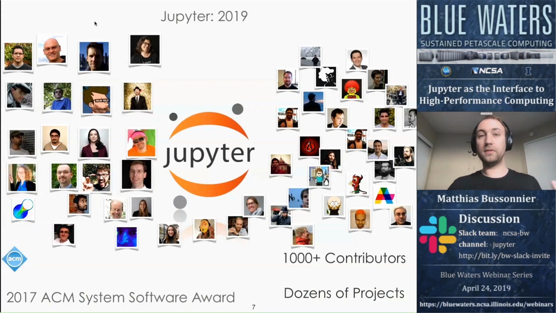And so where are we in 2019? We have more than 1,000 contributors, up from around 6 to 8 in 2014. So the project grew really fast. Some of the core founders gained the ACM Software System Award, which means that some people really believe that Jupyter has an impact on science and on computing today.